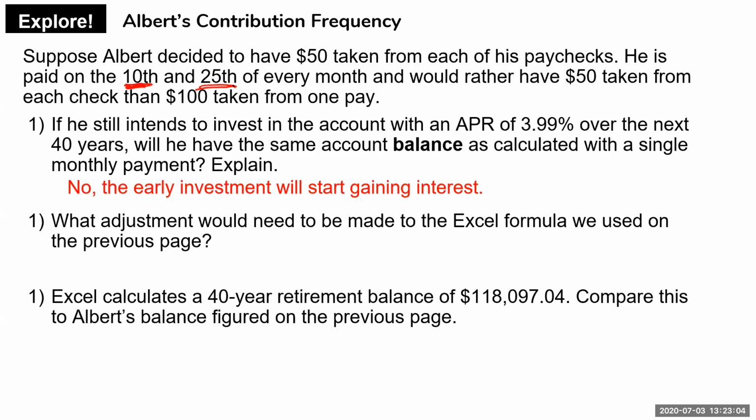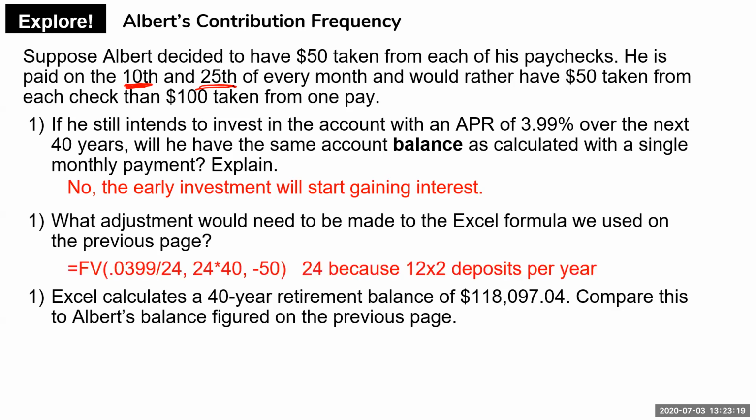So you can begin to do this analysis. So instead of waiting to make a single deposit, if you break that into two, you make some extra money on your money. Okay. Now, what adjustment will need to be made to the Excel function? So here, the only adjustment that needs to be made is that we do 24, because 12 by 2 deposits per year.